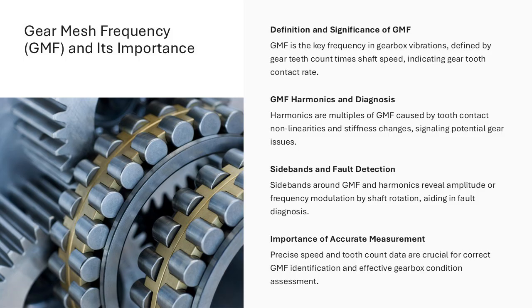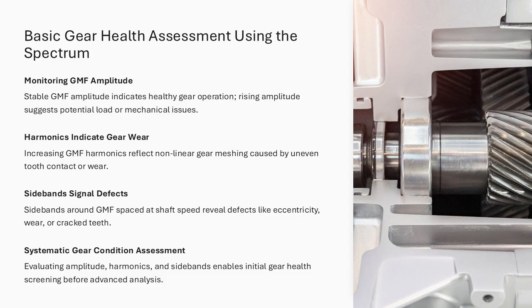Understanding GMF behavior allows engineers to distinguish between normal operating conditions, load-related effects, and true mechanical faults. Accurate GMF identification also requires precise speed measurement and correct tooth count data, reinforcing the importance of high-quality measurement practices in gearbox analysis. A basic assessment of gear health using the vibration spectrum focuses on identifying changes relative to a known baseline. In a healthy gearbox, GMF amplitude remains relatively stable over time, harmonics are limited in number and magnitude, and sidebands are minimal or absent.